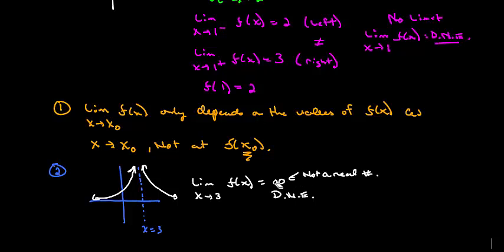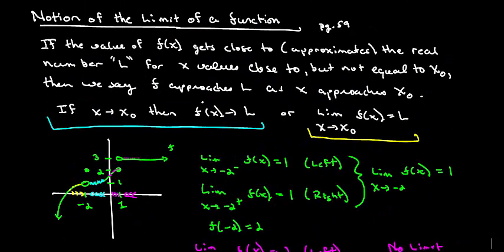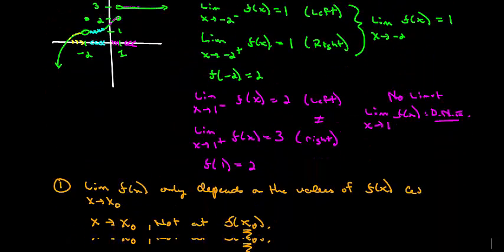So if you have a vertical asymptote like this, and someone asks you what the limit is, well, there is no limit, or the limit does not exist, because the limit has to be an actual real number. And that was what I was talking about up here. Where did I say it? Yeah, it said the real number L. So limits have to be real numbers.